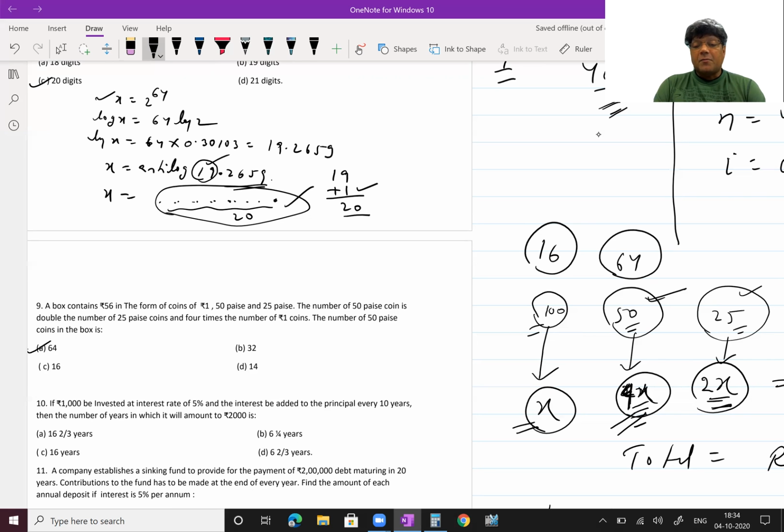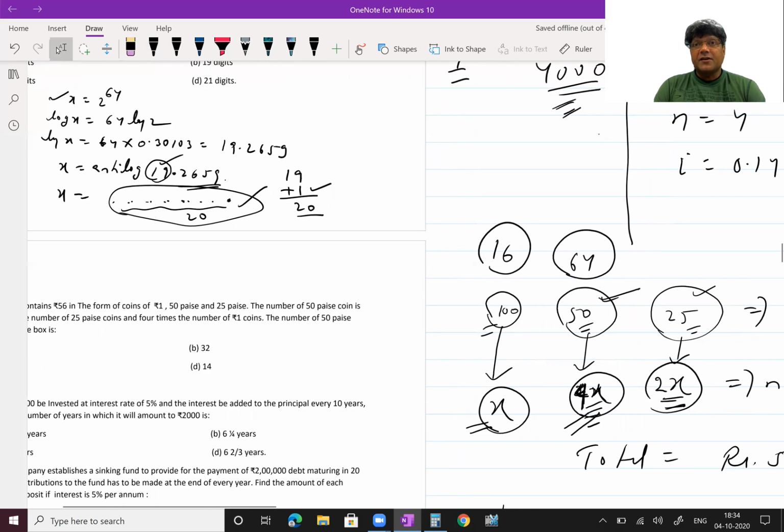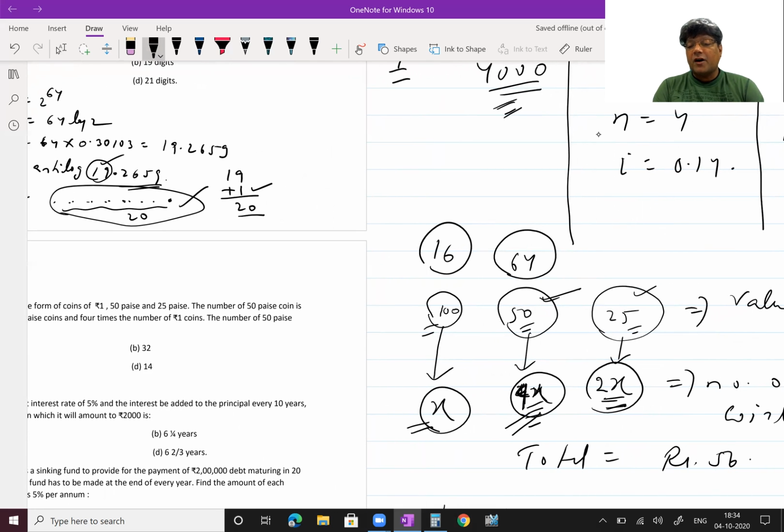Further, the number of 25 paise coins is half of that of 50 paise. So half of 64 will be equal to what? 32. So if the first option is the answer, then 1 rupee coins 16, 50 paise coins 64, and 32 coins of 25 paise. If their total is 56 rupees, that means it is your answer. Otherwise, go for checking the second option.